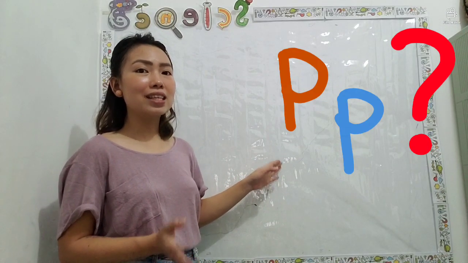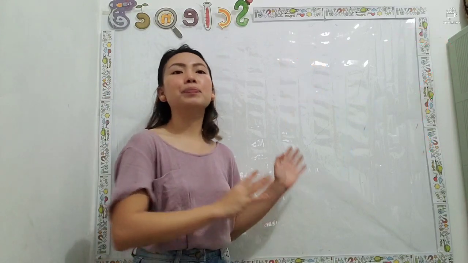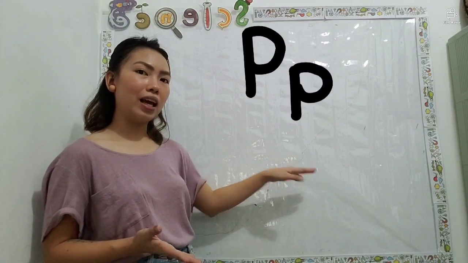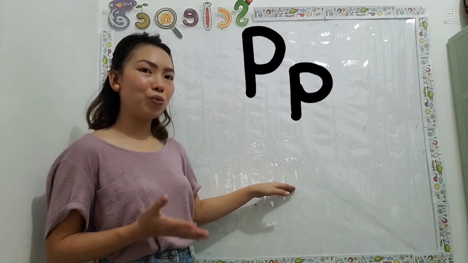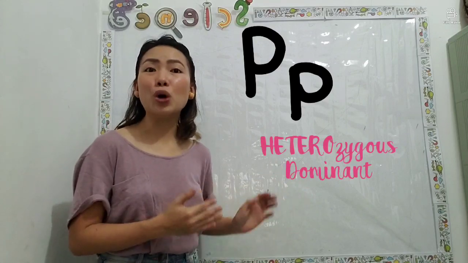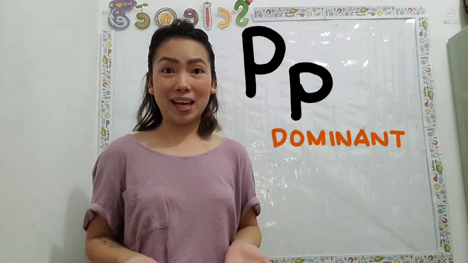Now, what will be the name if we have 1 capital and 1 small letter? So that is again a dominant trait. How come? Now, kapag ang lumabas is 1 capital and 1 small letter, we name it as heterozygous dominant. So meaning to say, kahit meron siyang maliit na letra, ang tawag pa rin sa kanya is dominant.